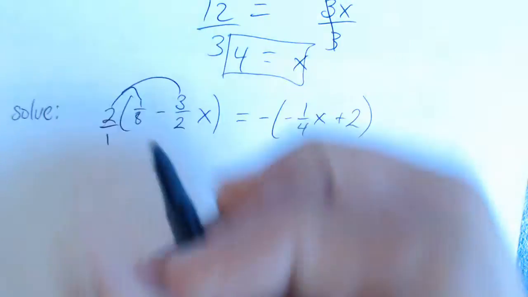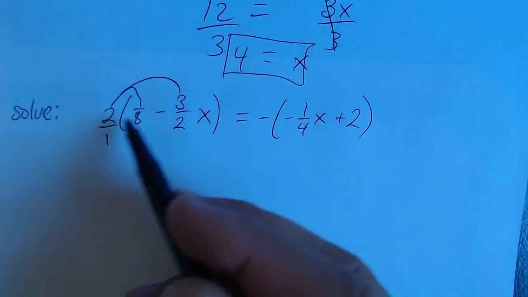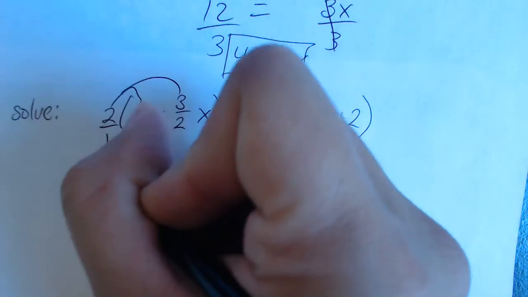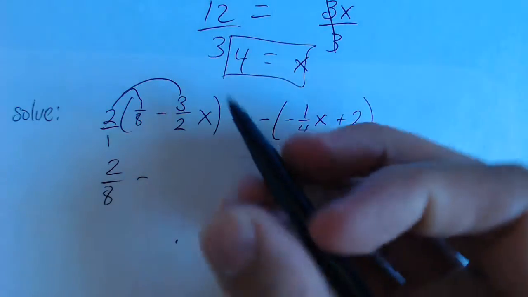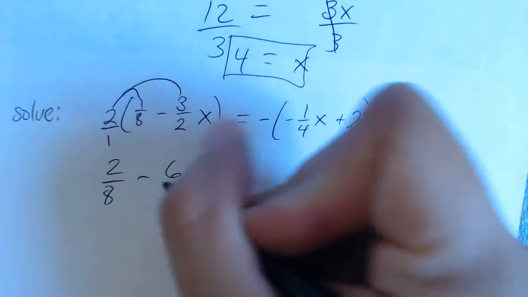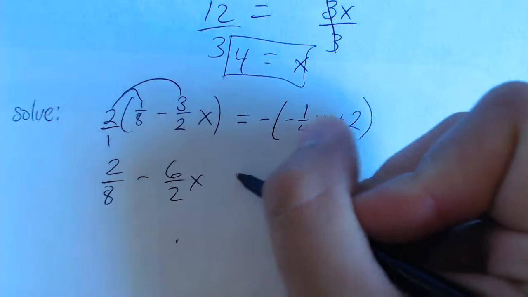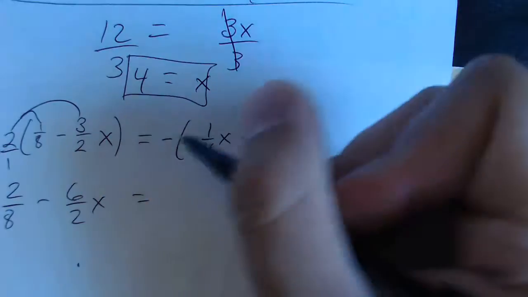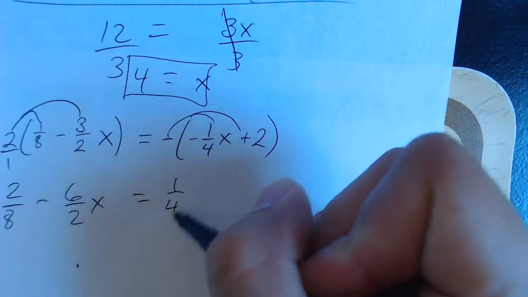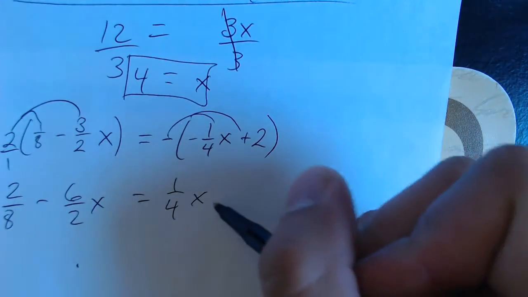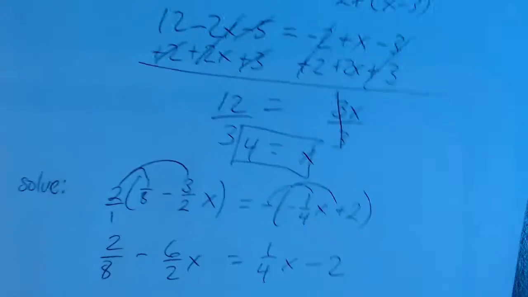We'll turn this 2 into a fraction, 2 over 1. So 2 over 1 times 1 over 8 becomes 2 over 8. 2 over 1 times 3 over 2x would become 6 over 2x equals, and then we're going to distribute the negative. Negative times negative makes this positive 1/4 x, and then that becomes minus 2.